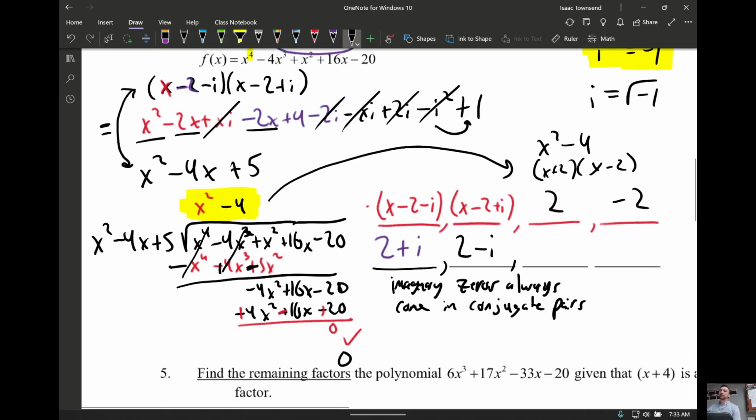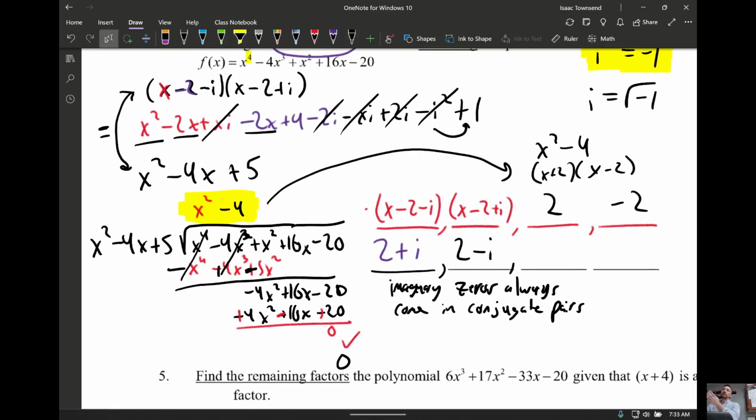So this pulls together a lot of different skills. You need to know that there's 4 zeros because it's 4th degree. You have to know that imaginary zeros come in conjugate pairs. So when we gave you 1, we really gave you 2. You have to know how to change those zeros into factors. Do x minus a 0, get you the factor. Just make sure you distribute the negative.